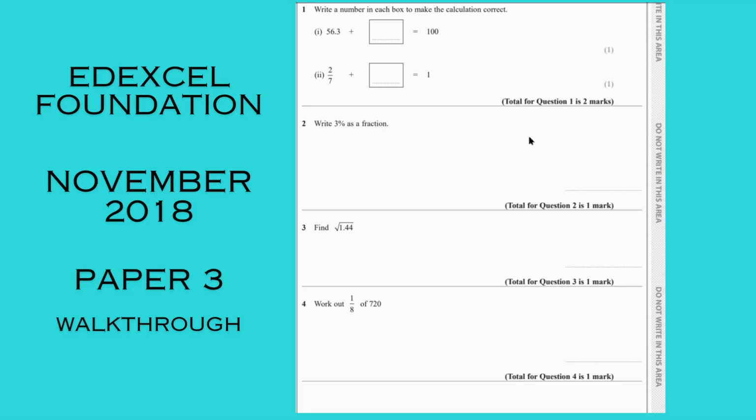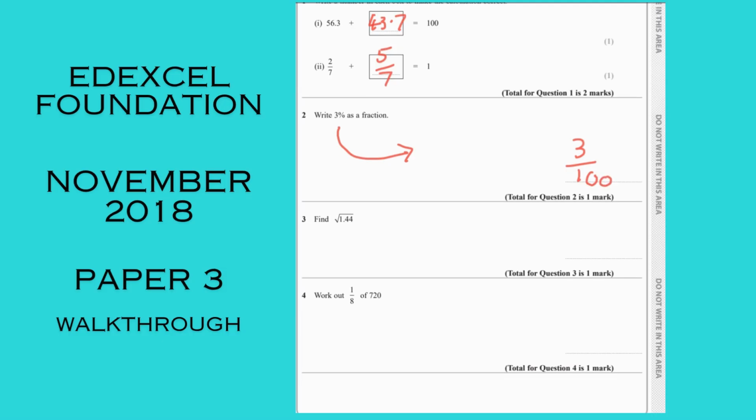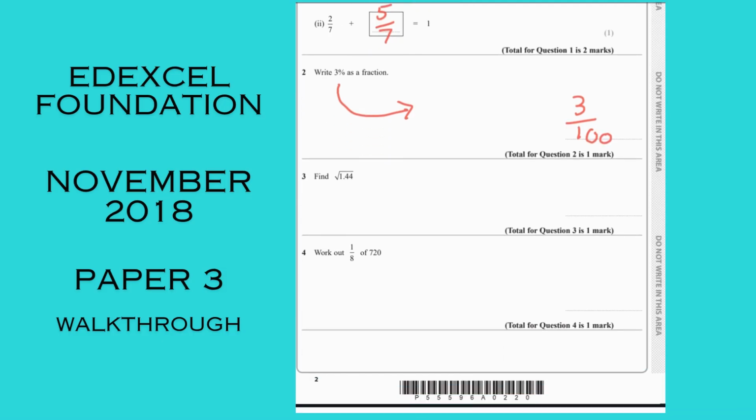Question 1. My preferred way is to do inverse operations. So on your calculator, simply work backwards. So 100 minus 56.3 fills in the blank with a 43.7. As with these, the tops must equal 7. So we've got 5/7. Percentage to a fraction, simply put the number over 100 because percent means divided by 100.